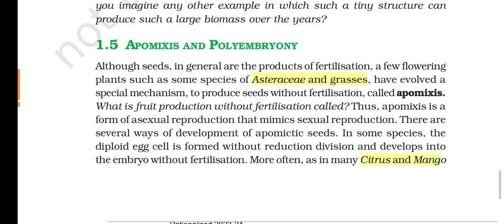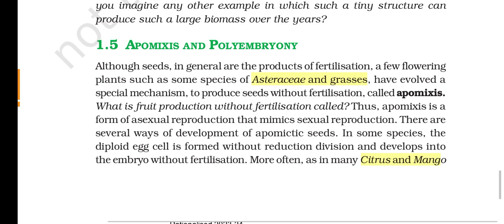Apomixis and polyembryony. Although seeds in general are the products of fertilization, a few flowering plants such as some species of asteraceae and grasses have evolved a special mechanism to produce seeds without fertilization, called apomixis. What is seed production without fertilization called? Thus, apomixis is a form of asexual reproduction that mimics sexual reproduction.